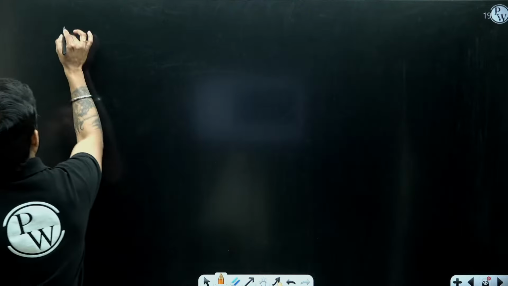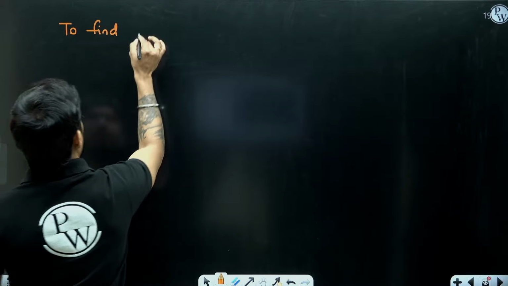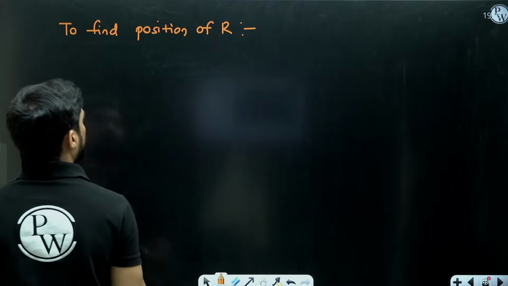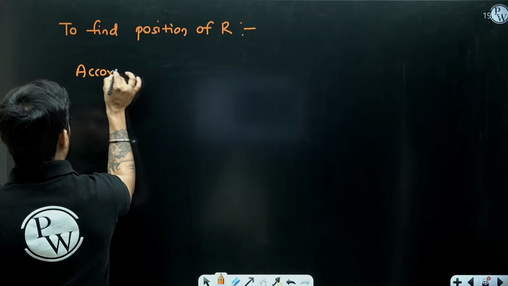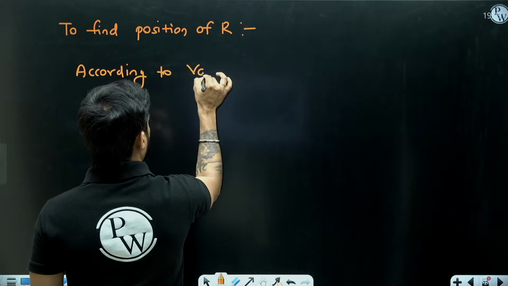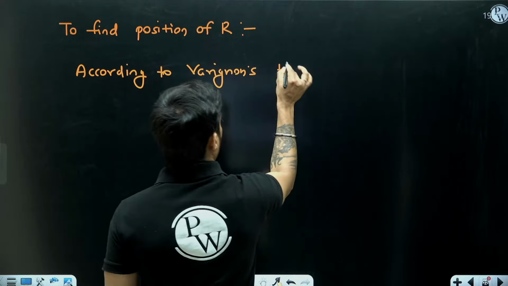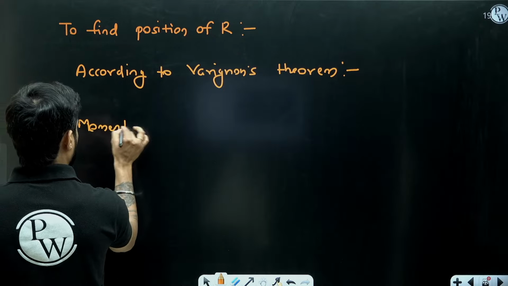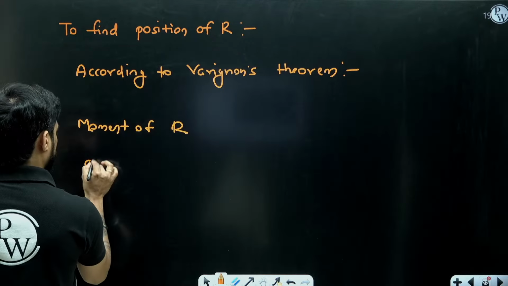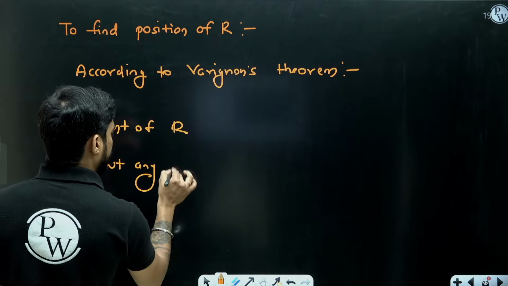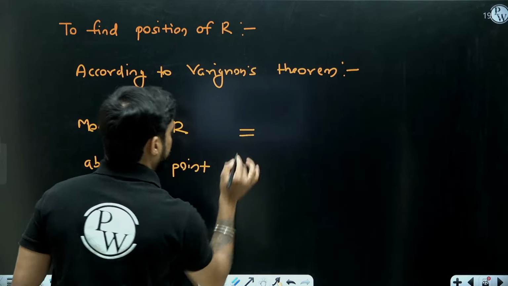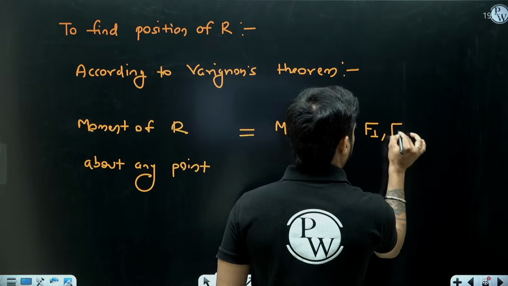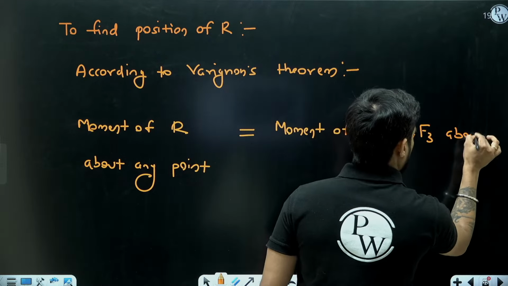So how to find the position of R? We are going to apply Varignon's theorem. According to Varignon's theorem, the moment of R about any point will be equal to the moment of F1, F2, F3 about the same point.